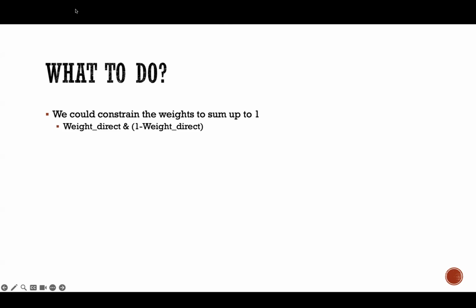So we say that the total is equal to a certain amount. Let's call it big T now. And then we say that T is equal to weight 1 plus weight 2, which means that, for instance, weight 2 is equal to T minus weight 1.